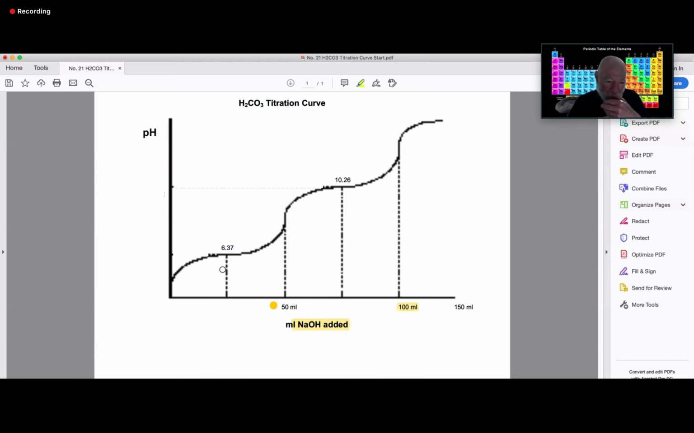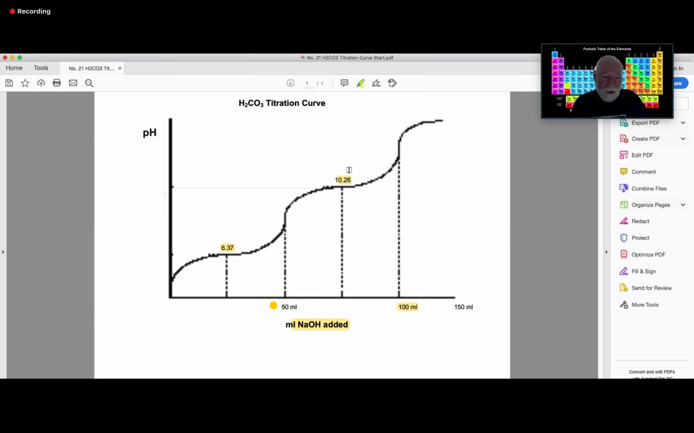All right, now where did I get the 6.37? That is pK sub A1. So that will tell you the pH halfway through the first endpoint. Okay, how to get the 10.26? That was pK sub A2. So that's kind of cool.